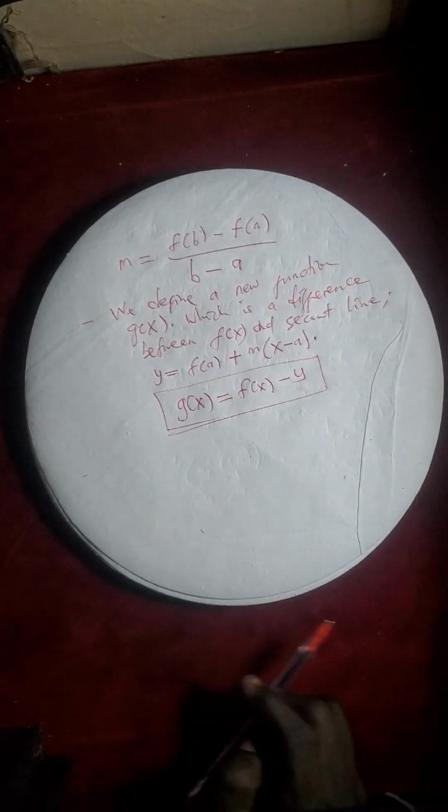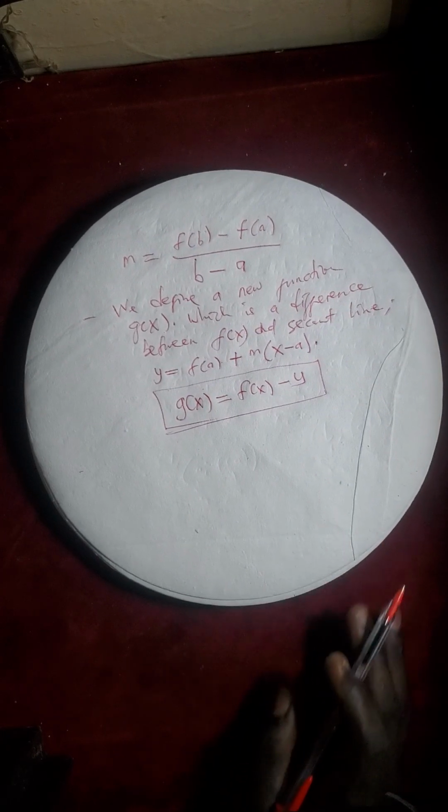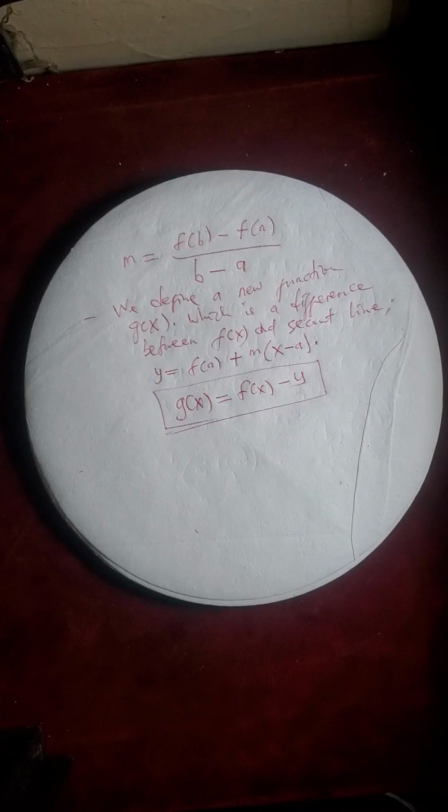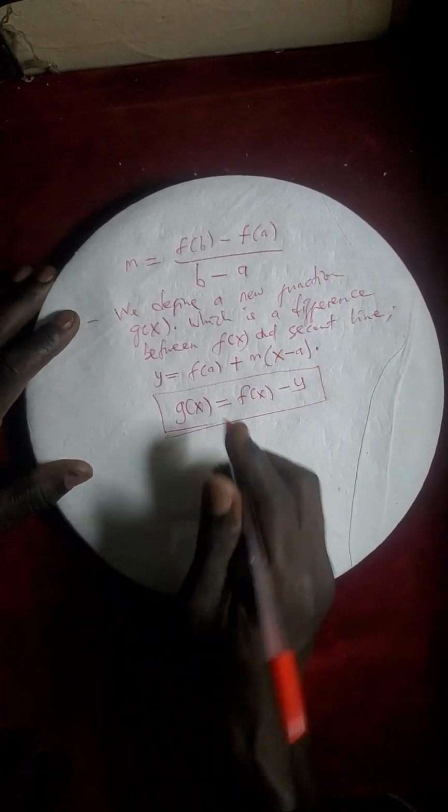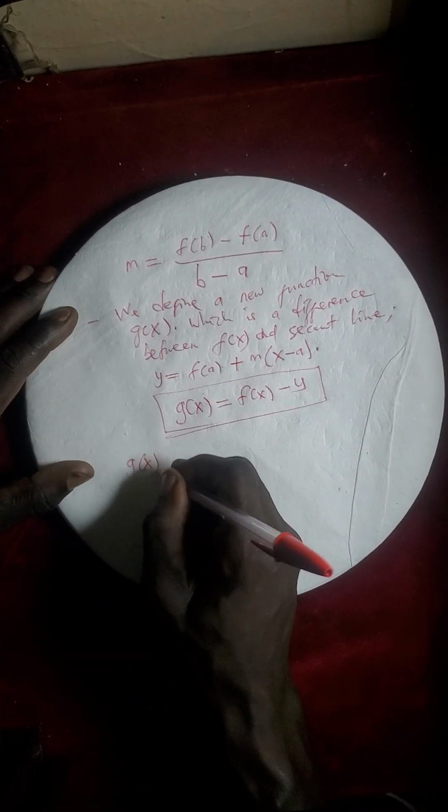So this is what I'm trying to talk about. And then, from there, we can see that g of x equals f of x minus y. So if you look at that, it's now next time of replacing. So let's try to replace g of x.